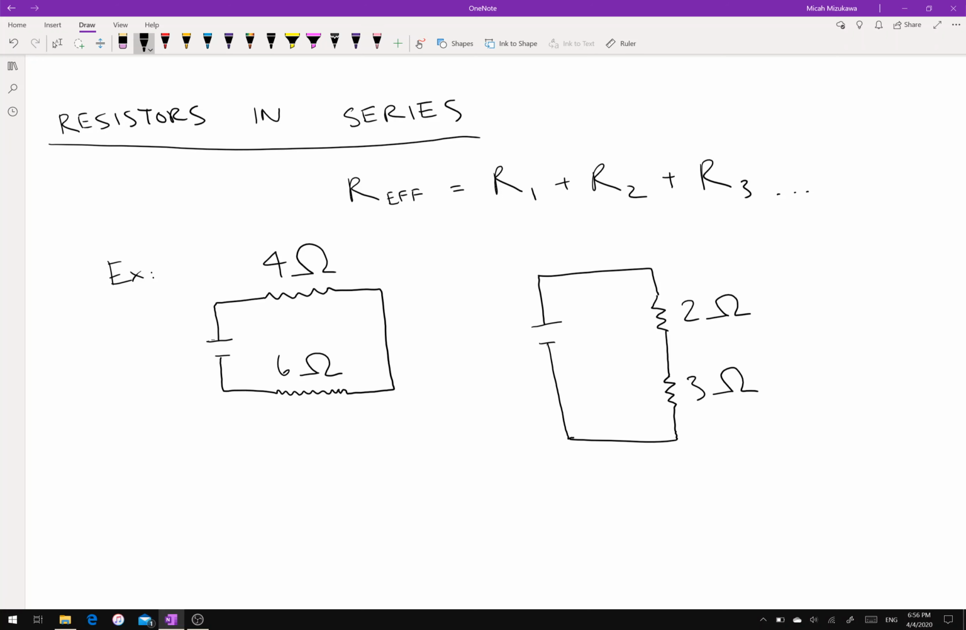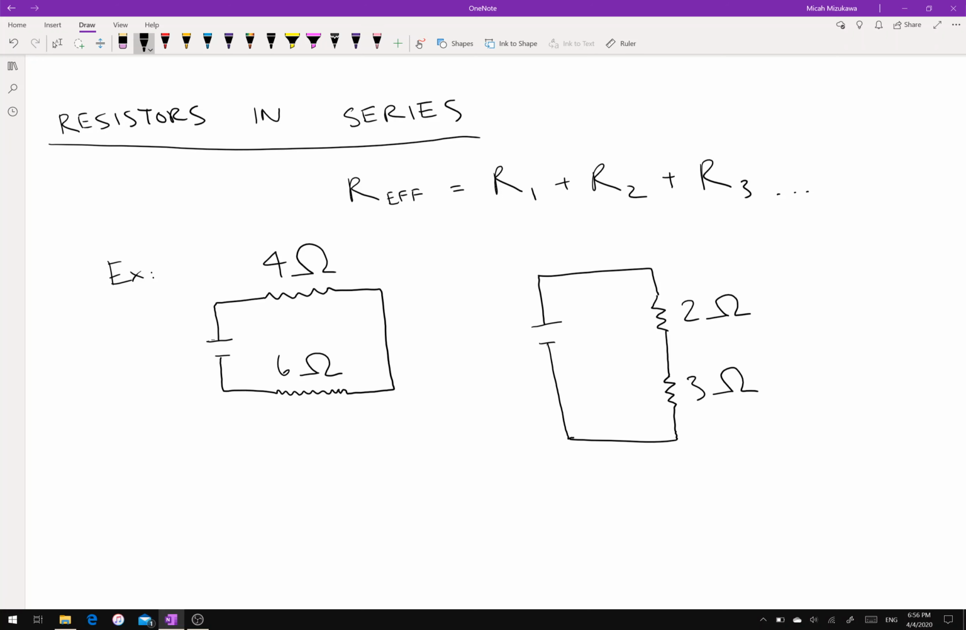I just wanted to show you that even though the circuit on the right is drawn a little bit differently, it is still in series, because as you go through that circuit, you're going to have to go through the 2 ohm resistor as well as the 3 ohm resistor before you can go back to the end.